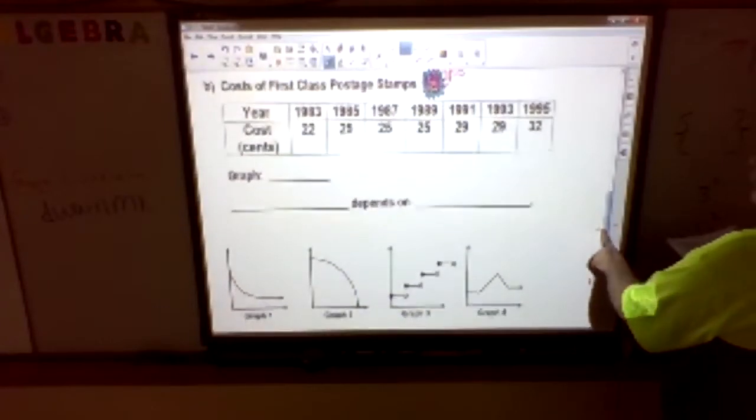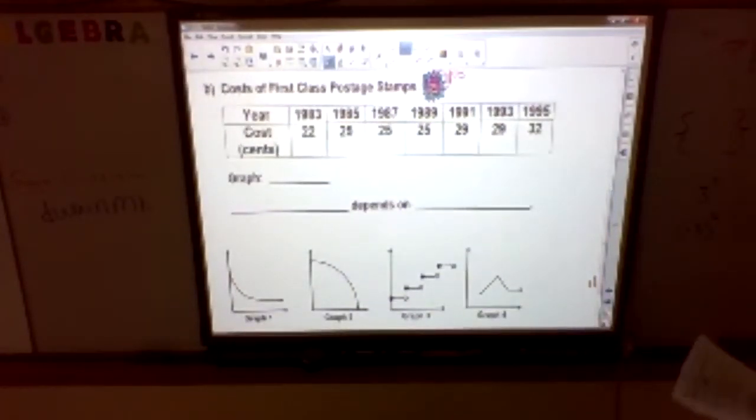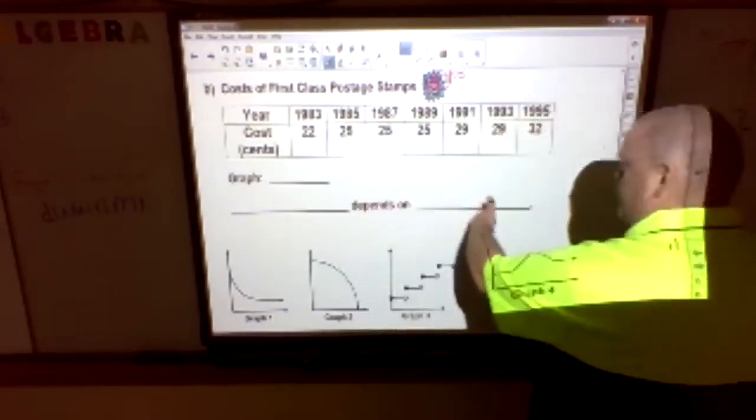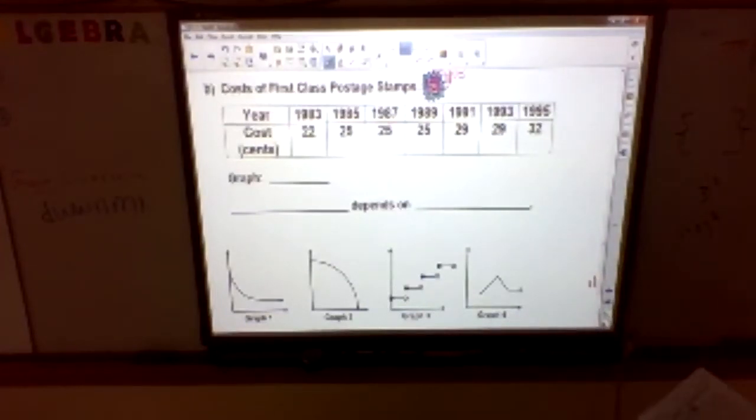All right, I want you to see if you can do letter B, the cost of first class postage stamps. That's how you mail a letter. See which graph you think that is. We know it can't be 2 because we just used 2. And then write down which one depends on which one. So go ahead and pause the video, see if you can answer those questions, then come back and we'll see how well we did.